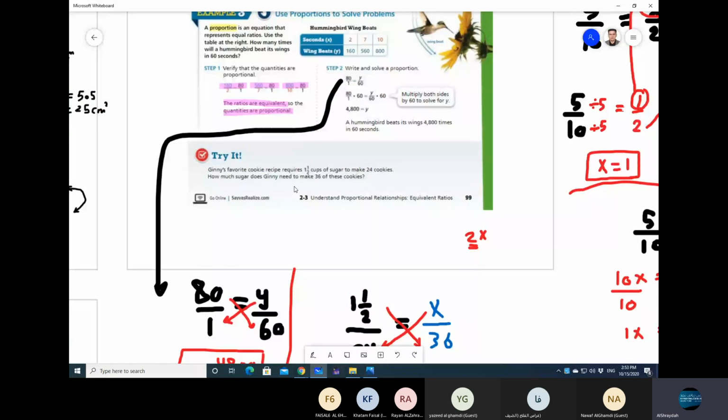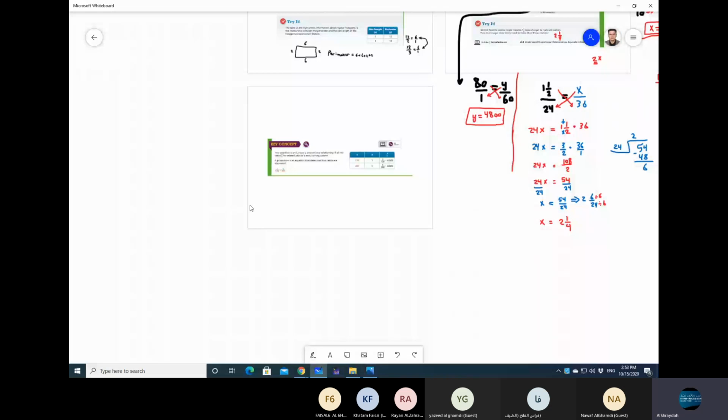So here, as you can see, how much sugar does Jenny need to make 36 of these cookies? The correct answer is 2 and 1 over 4 cups of sugar needed to make 36 cookies. Okay, do you have any question about this question? No, teacher. It's easy. Okay, let's go to the key concept here.